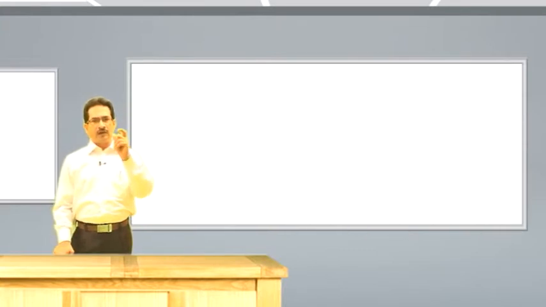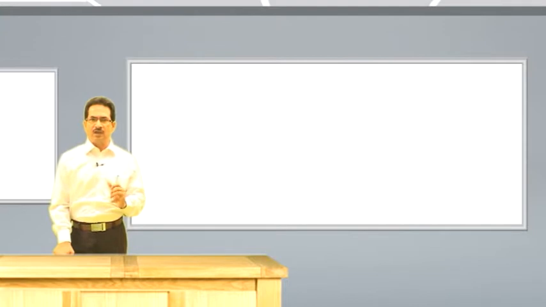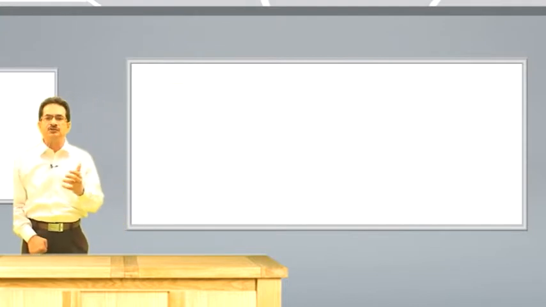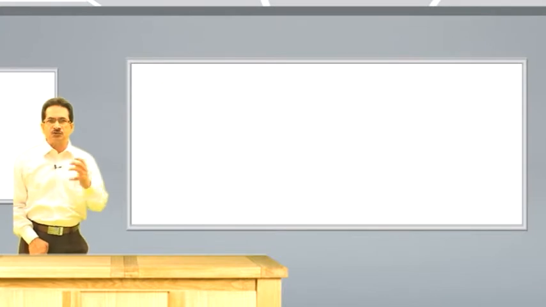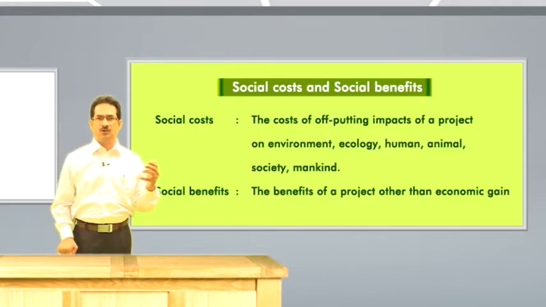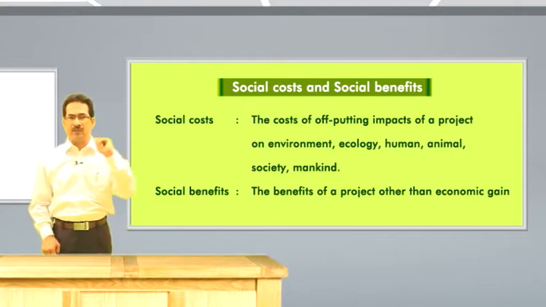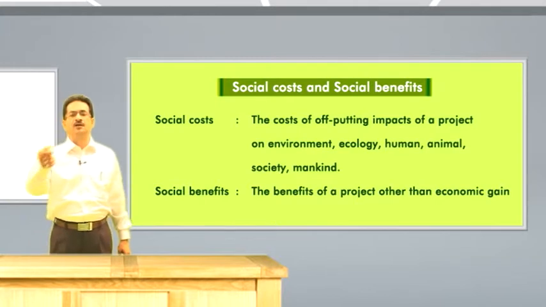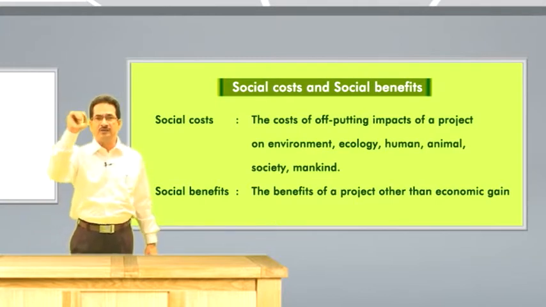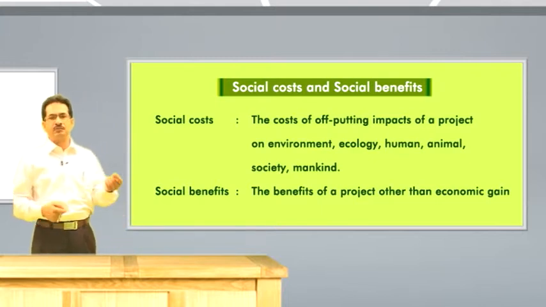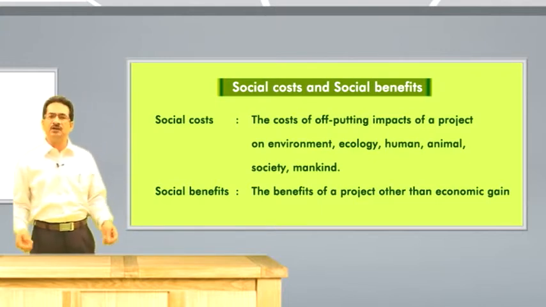Now, for understanding this analysis, we have to understand what are social costs and what are social benefits. Social costs are the off-putting impacts of a project on environment, ecology, human, animal, society and mankind. And social benefits are quite obvious: the benefits of a project other than economic gain.